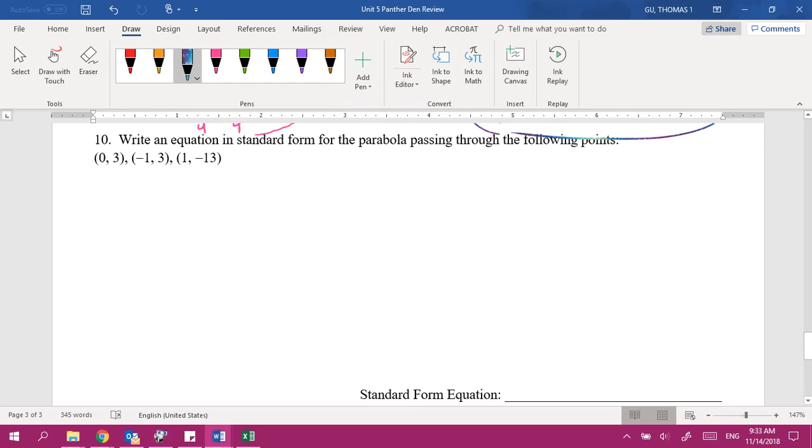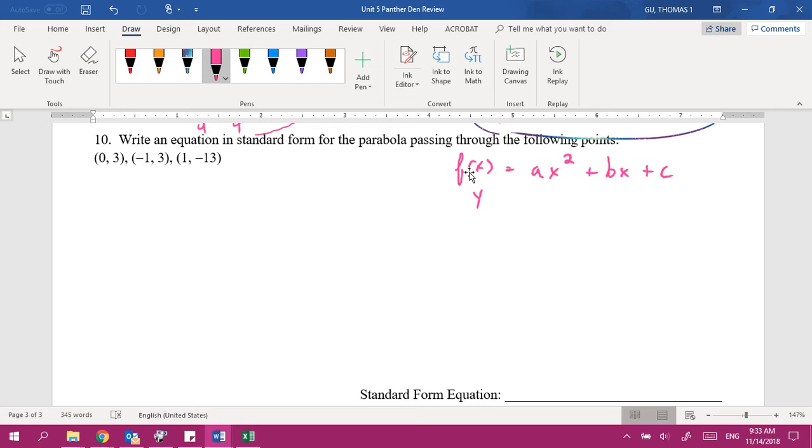Number 10, we're just going to get the equations. So there should be 3 equations that we can get from these 3 points that eventually we could solve to write the standard form equation, but we're not actually going to go all the way there. So remember the standard form equation: f of x or y, whatever, equals ax squared plus bx plus c, right?